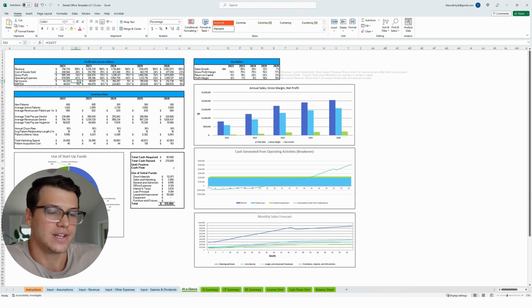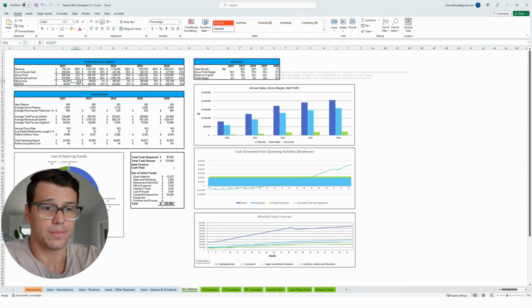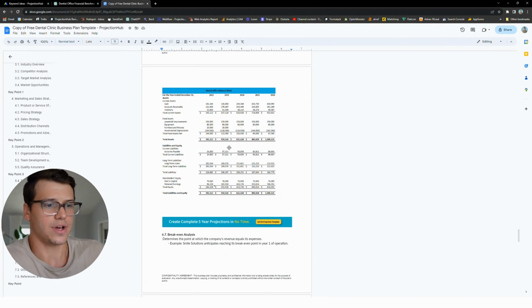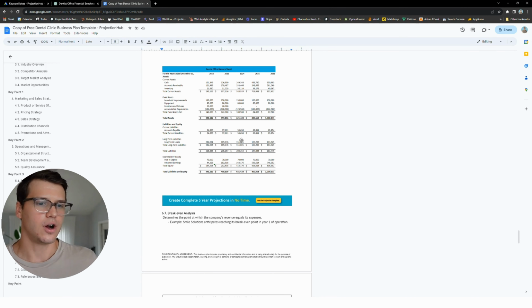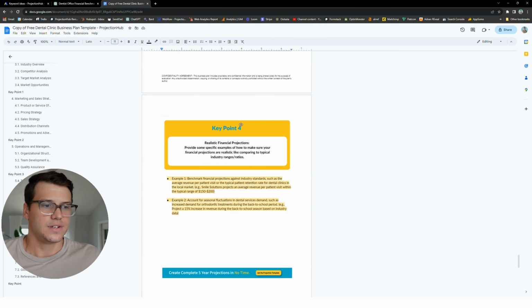So that is a good example of how to use this. You can do that same thing with just Google. Ask Google, what's a typical gross profit margin? What's an average churn rate for a dentist office? And just compare that to your projections and make sure you're not way out in left field. That's a kind of quick check.